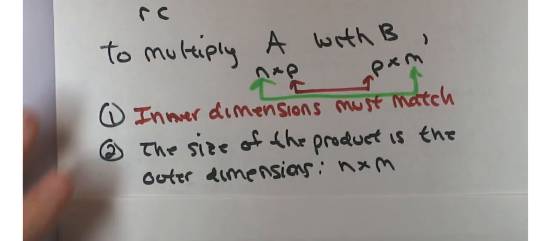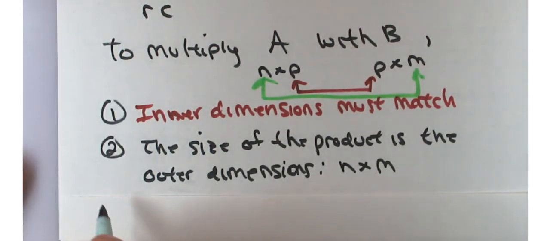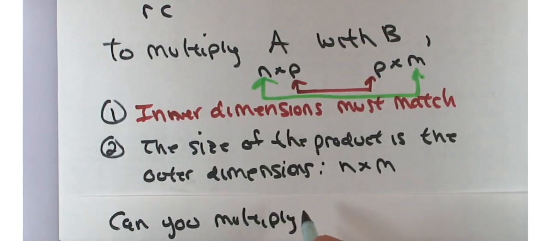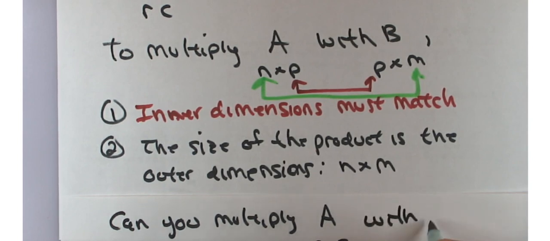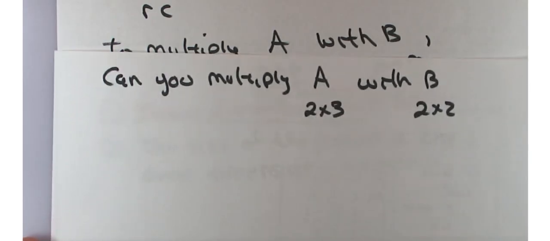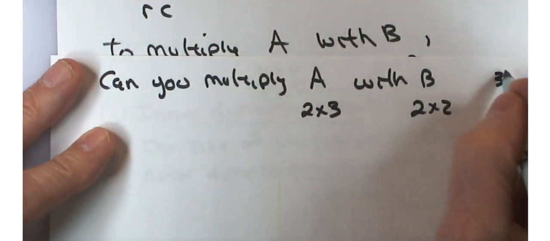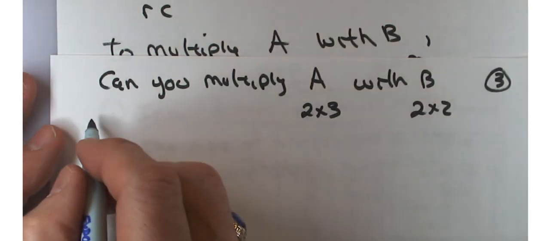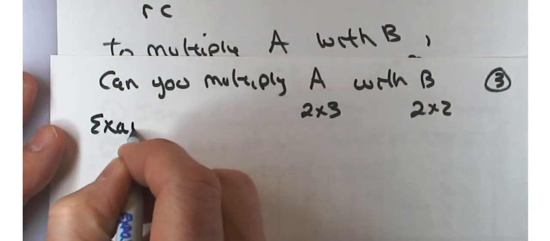So let's just look at a couple examples. Can you multiply A, which is 2 by 3, with B, which is also 2 by 3? So I'm going a little off script here, not entirely. This is really kind of example F, the first part.